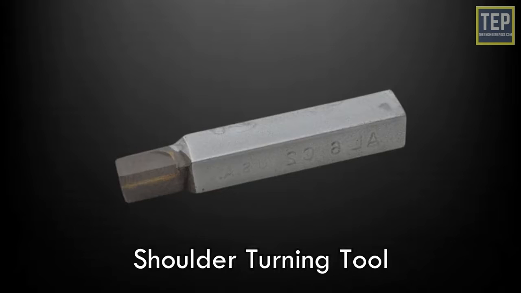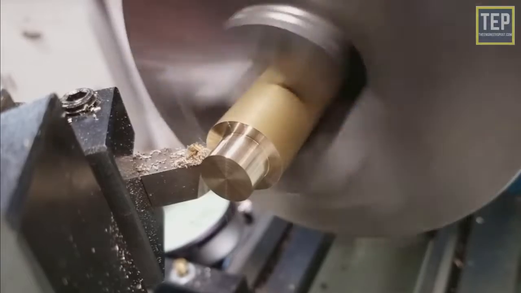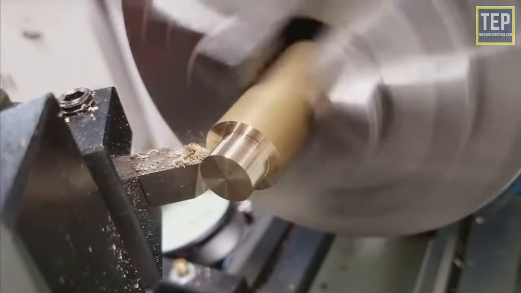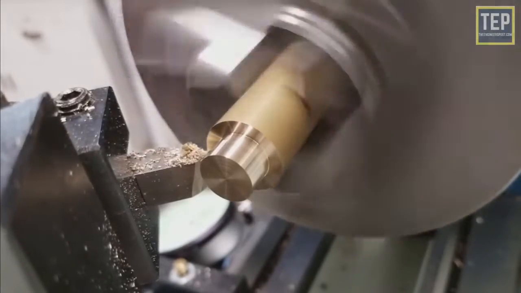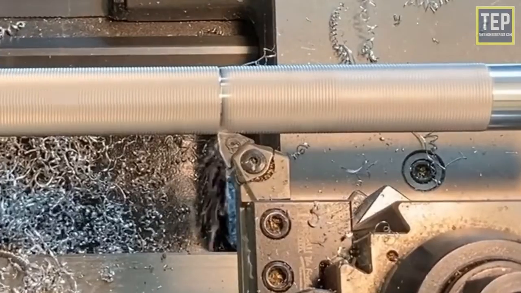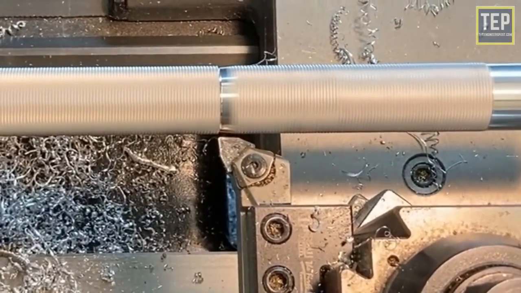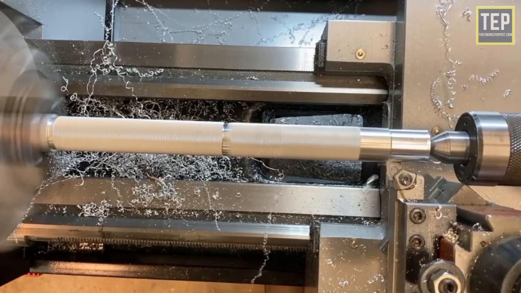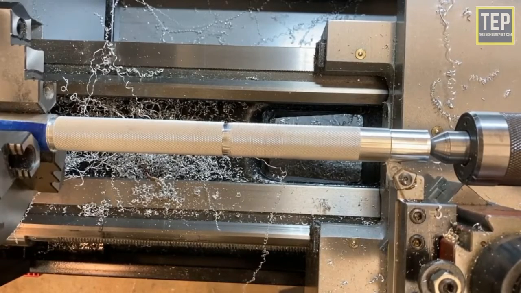Shoulder turning tool. A beveled shoulder may be turned by a straight turning tool having a side cutting edge angle and zero nose radius. A filleted shoulder is turned by a straight tool with the nose radius corresponding to the fillet radius of the work.